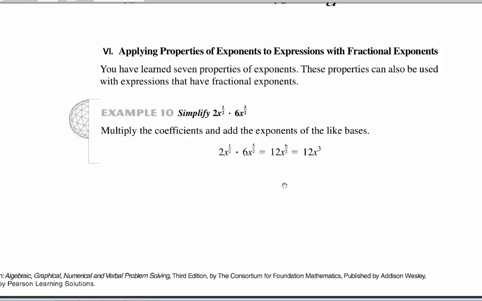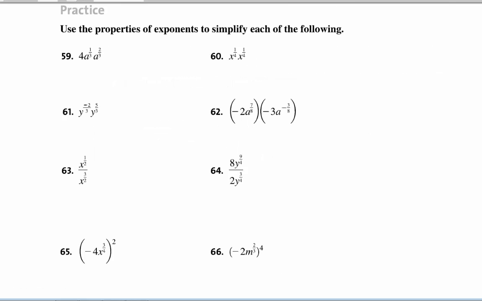Let's try a few practice problems and take a look at the rule. So in number 60, we have x to the 1/4 times x to the 1/4. And using properties of multiplication, we have the same base. We add the exponents to get 2/4, which will reduce to 1/2. So our final answer is x to the 1/2.